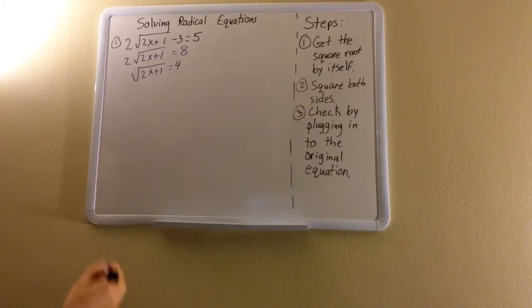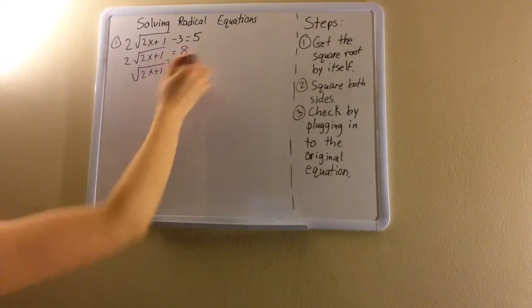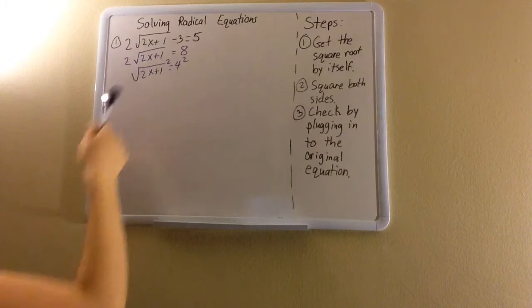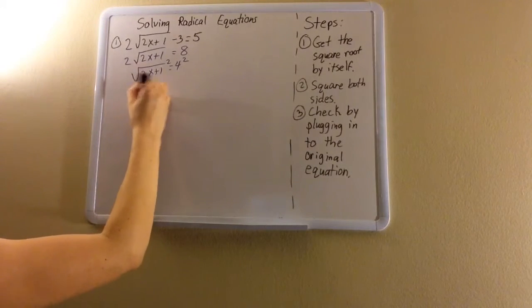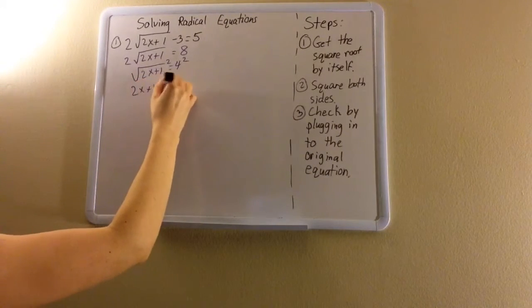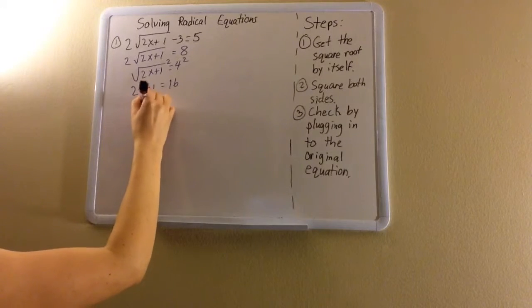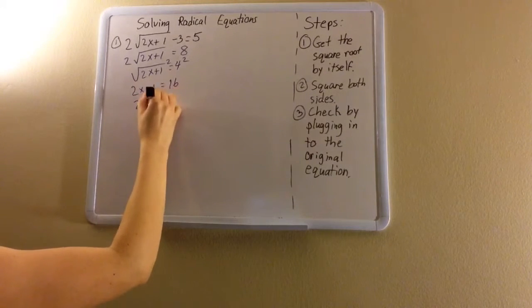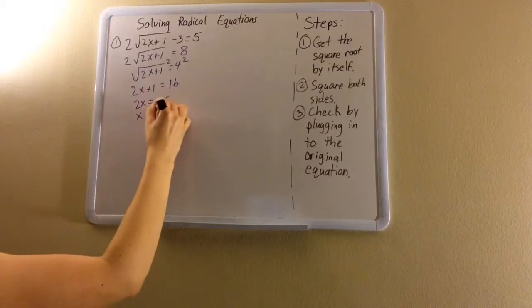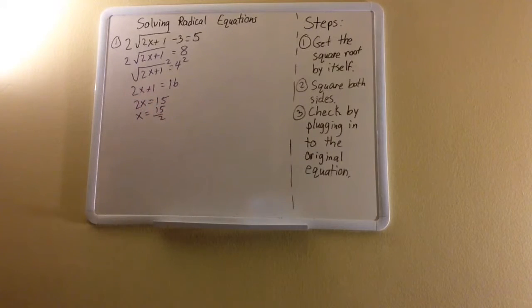And now I square both sides. I'm on step 2 now. When I square this side, it gets rid of the square root, which is the whole reason I square it. And that gives me 16 here. Now all I'm doing is getting x by itself. So I'm subtracting 1, I get 2x is equal to 15. I'm dividing by 2, I get x is equal to 15 over 2.